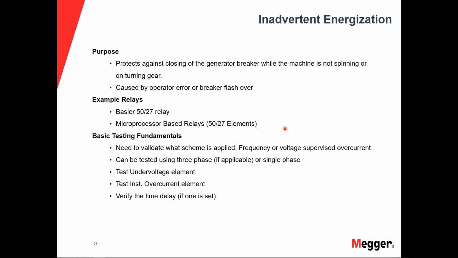So what are we protecting against? We're protecting against a machine when it's not spinning or on turning gear, or operator or breaker flashover. So the breaker flashover would be, like I was saying, when the generator is actually moving up to speed, and the breaker poles inside the generator breaker actually flash over due to an insulation breakdown inside the breaker itself. That could accidentally energize the generator itself while it's getting up to speed.